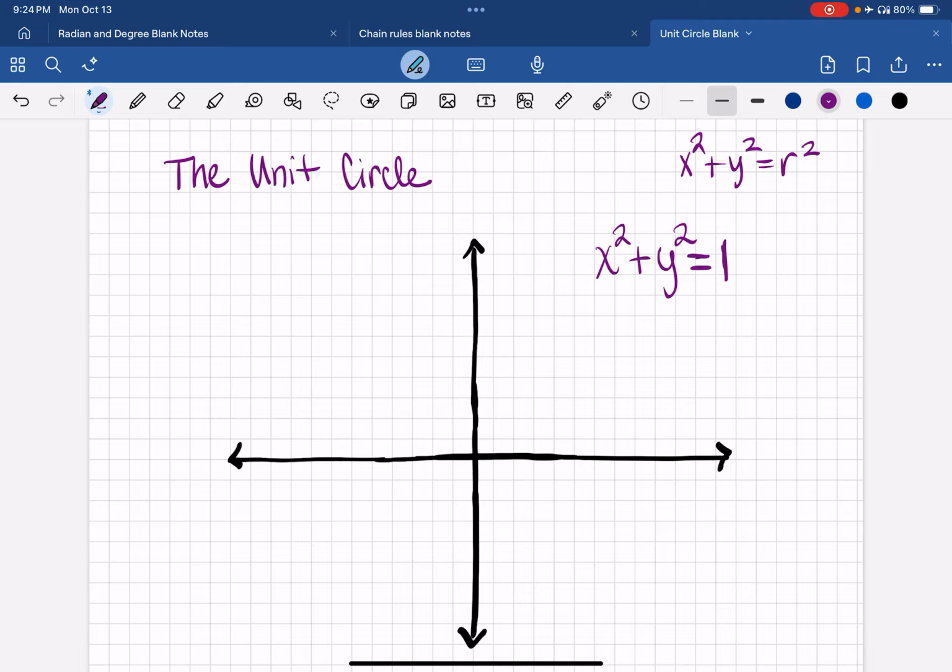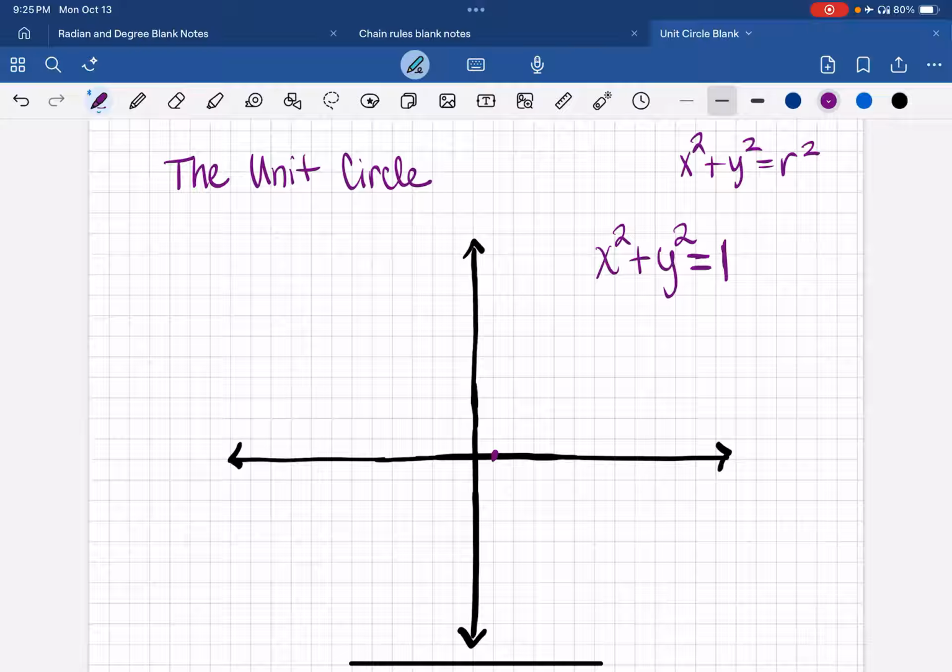So you can tell with this unit circle that this 1 right here, the square root of 1, is going to be our radius, which is 1. So let's graph this circle on our graph paper over here. If this circle has a radius of 1 and it's centered about the origin, we would come over from the origin 1 unit, and we'll put a point right here.